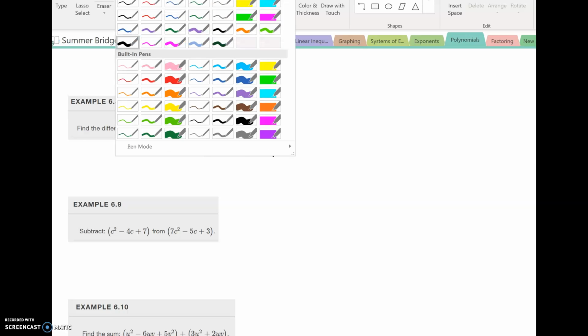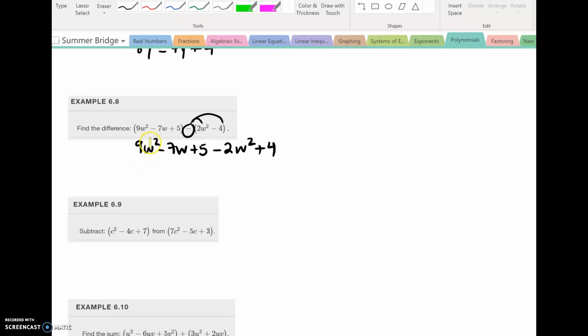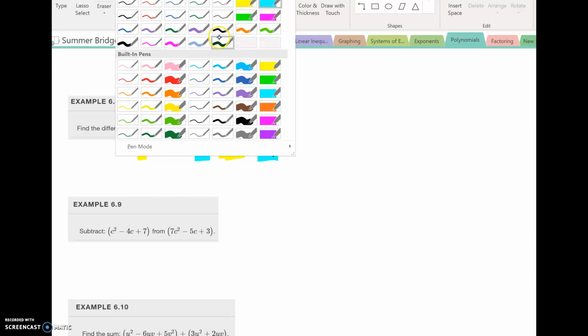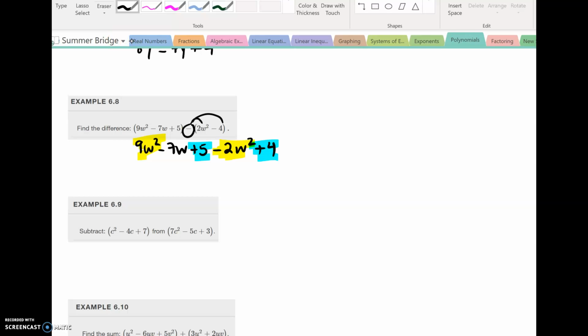So now I can go ahead and start happy highlighting. Do I have anything with w squareds? Why, yes, I do. I have 9w squared and I have negative 2w squared. Do I have another w term? Well, I don't, but I do have constants, so that's what I'm going to add as well. So here we go. Let us do 9w squared minus 2w squared, which is 7w squared. I'm going to keep the 7w, and then I'm going to add my constants together, which is 9. And that would be the solution for this next example. Okay.